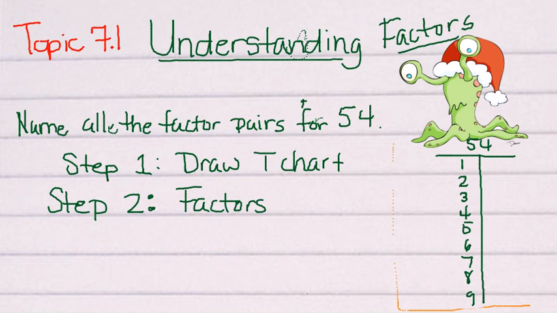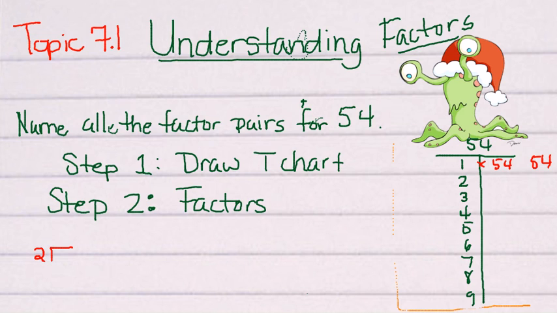Alright, factors. So 1, and I'm going to change colors here. 1 times what number is going to give me 54? Now you don't have to write 54 to the side, but it kind of helps me visualize. 54. Now, 2. 2 I know is going to go into it. I don't know how many times off the top of my head, so I'm going to do my math off to the side.